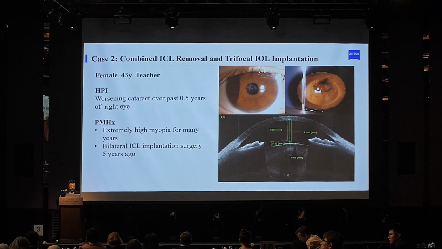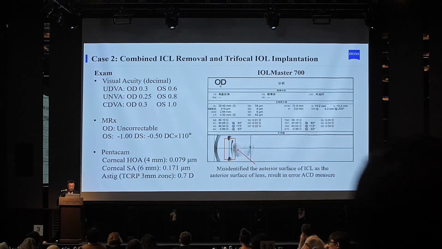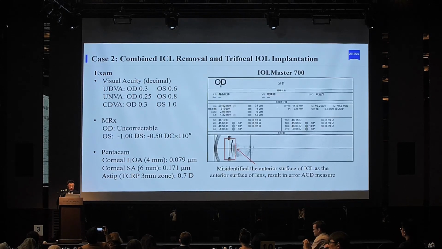Case 2 is a patient that needed ICL extraction followed by cataract surgery in the right eye. This patient also wants a full range of vision after the cataract surgery. We decided to implant an Anti-Laser 3 intraocular lens. It was noteworthy that the IOLMaster 700 misidentified the anterior surface of the ICL as the anterior surface of the lens, resulting in erroneous LCD measurement data.